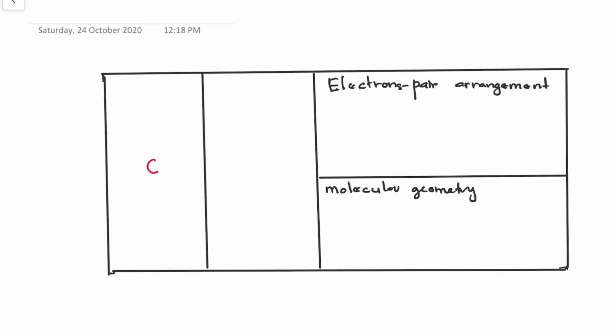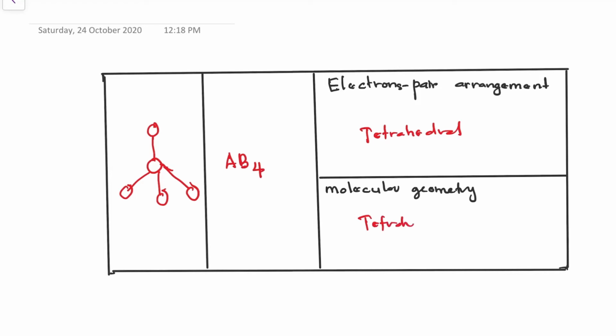Okay, and now what happens when we have 4? Let's say we have one central atom bonded to 4 bonding atoms. So we will have this shape. The general formula is AB4. Because the repulsions are equal, the electron pair arrangement is tetrahedral, and the molecular geometry is also tetrahedral. The bond angle is 109.5 degrees.